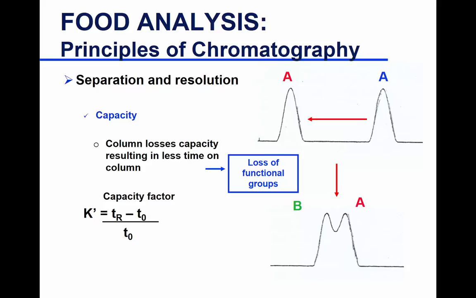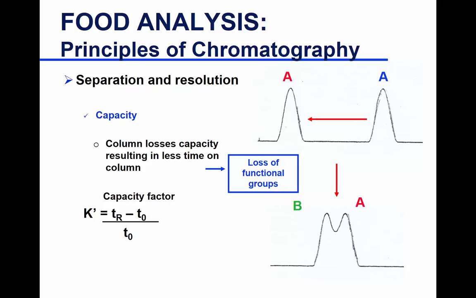The last component of resolution is capacity. You start off with a constant capacity, and over time, when you use the column, you lose functional groups. Some functional groups can be washed off, leaving the column by a reversible interaction with the mobile phase. Some functional groups get blocked. For HPLC folks, we talked about using a guard column, which protects the column from impurities. But sometimes if you don't change the guard column in time, some impurities go in and interact with your functional groups and block them. So you lose capacity.